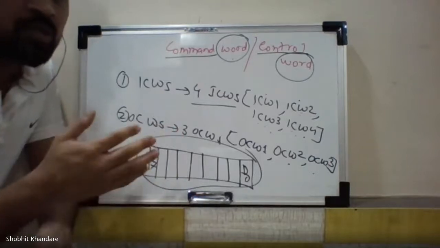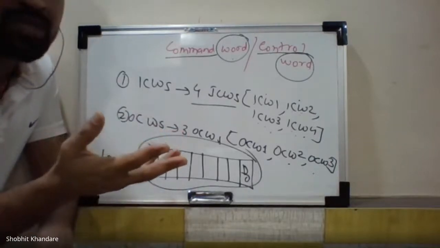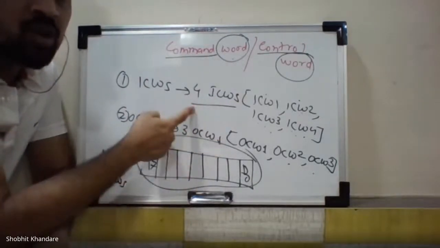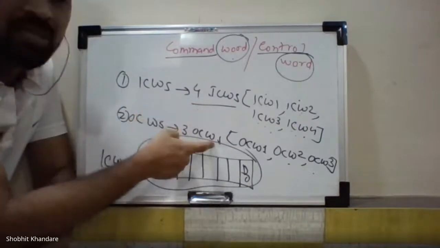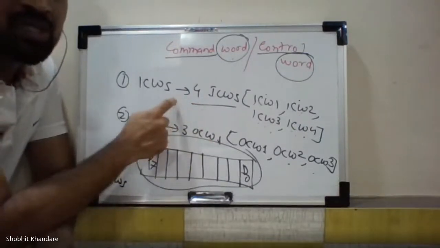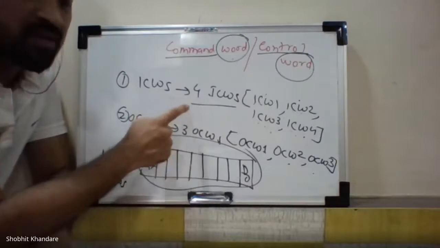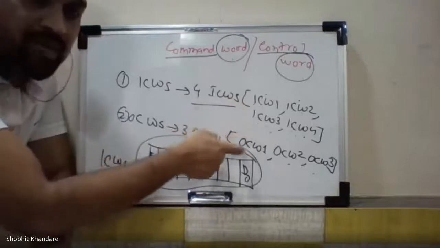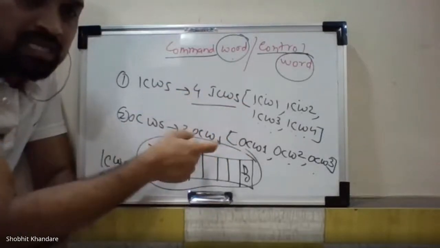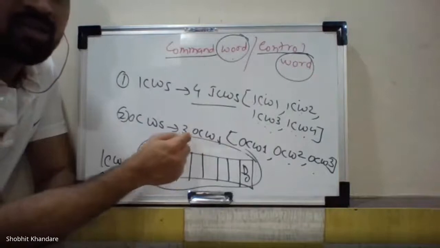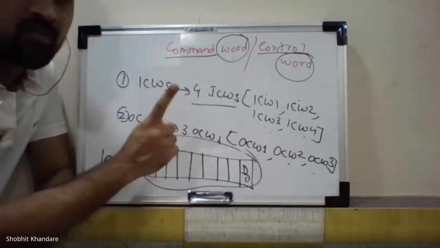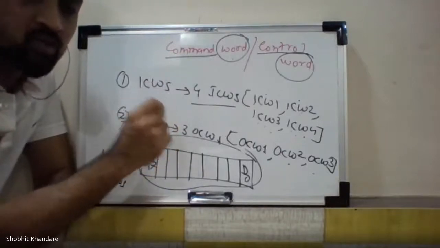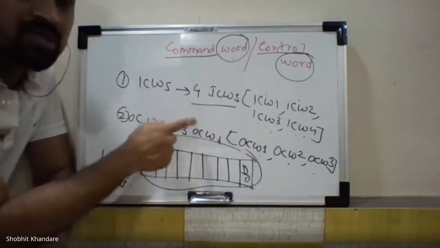If I ask you how many total command words are there for 8259, you will say 4 plus 3, 7. If I ask how many initialization command words are there, you will say 4. If I ask how many operational command words are there, you should say 3. So out of these 7 command words, these are sent to 8259 through the address. And how many addresses do we have? Only one address. So A0 is the address through which these command words are sent.